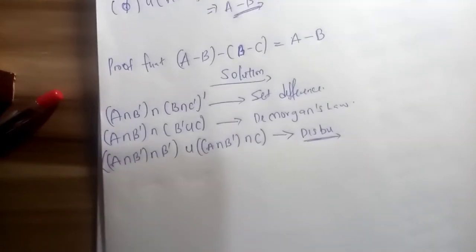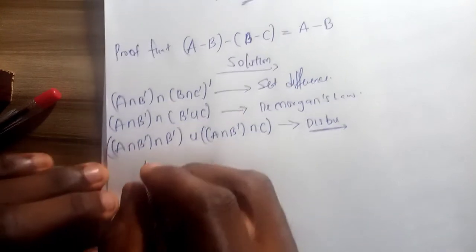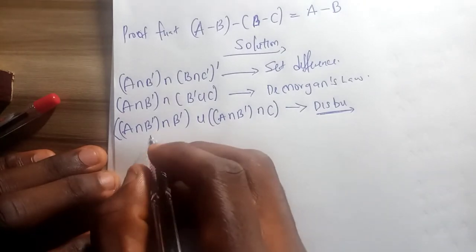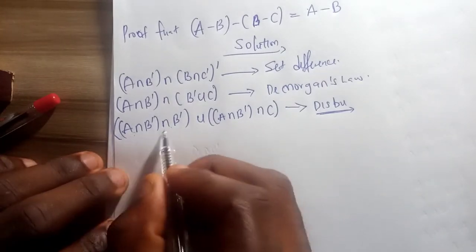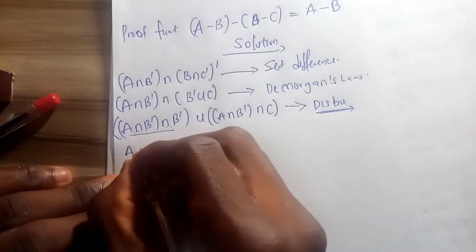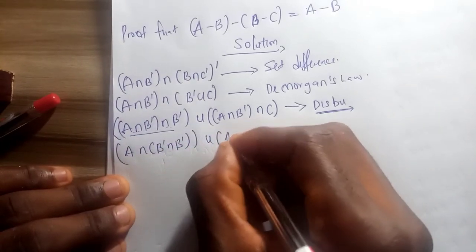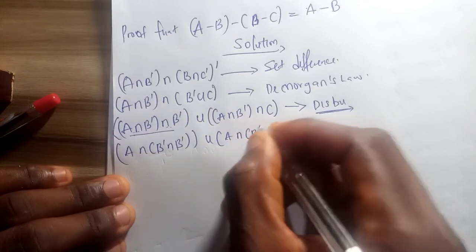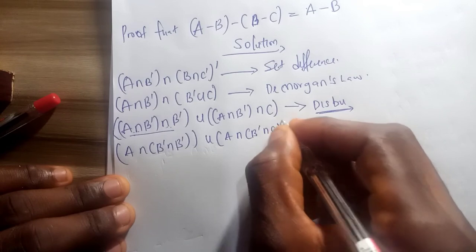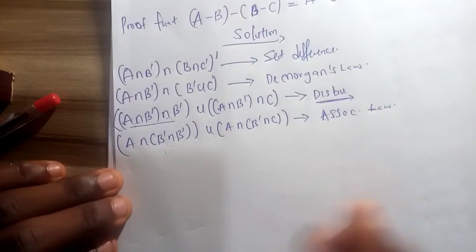So any law that you use, please try to bring it out so that people will know that this is what we use, in case of marking and so on. So what's the next thing here? The next thing for us to perform here is, we know something about this when they have the same sign, and that is associative. So A intersect B prime intersect B prime union A intersect B prime intersect C. This one is the associative law.